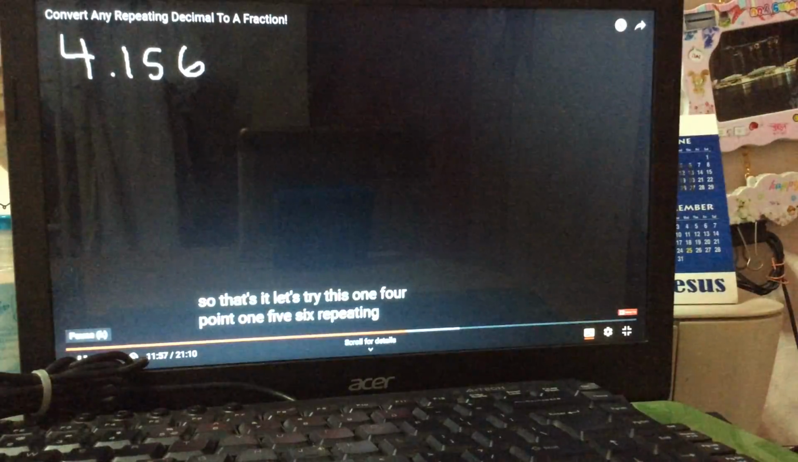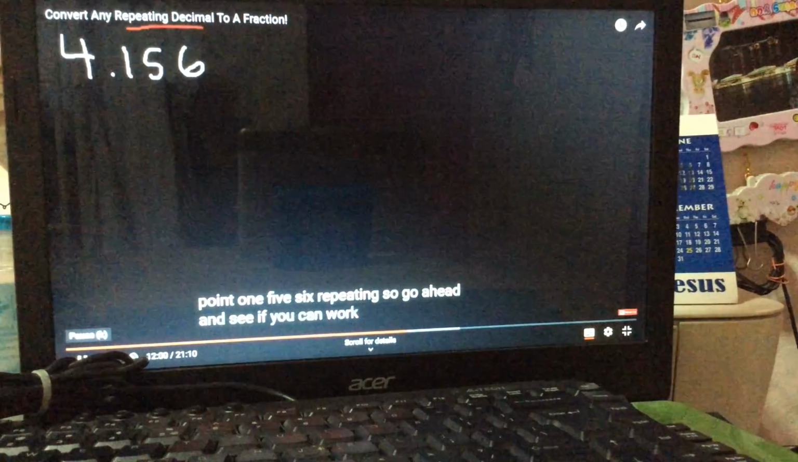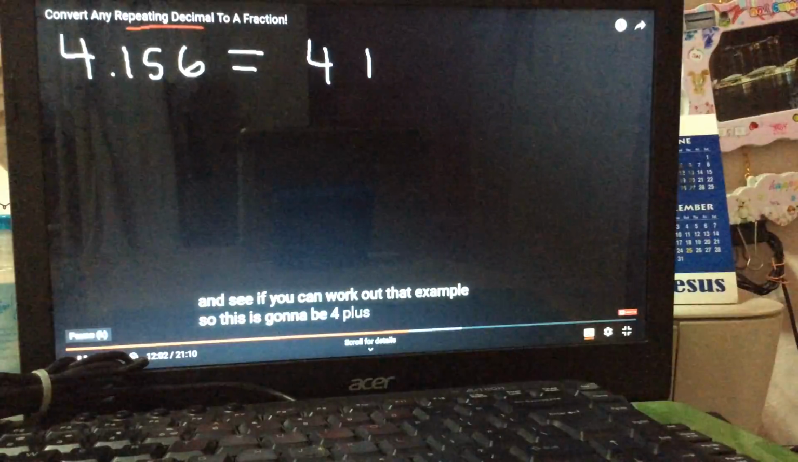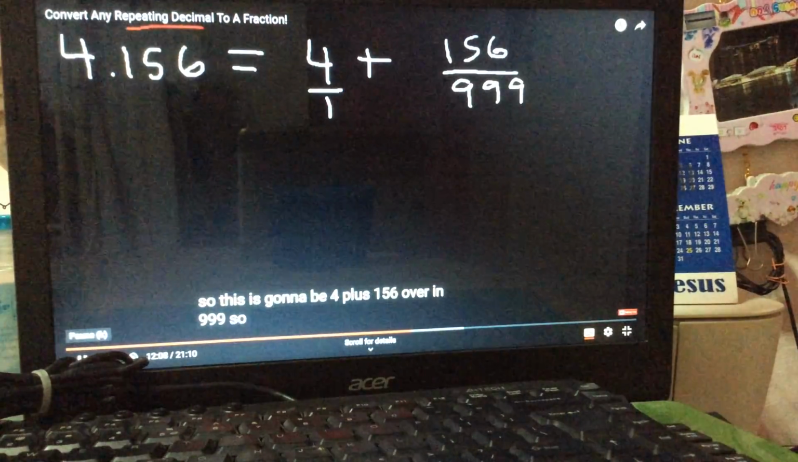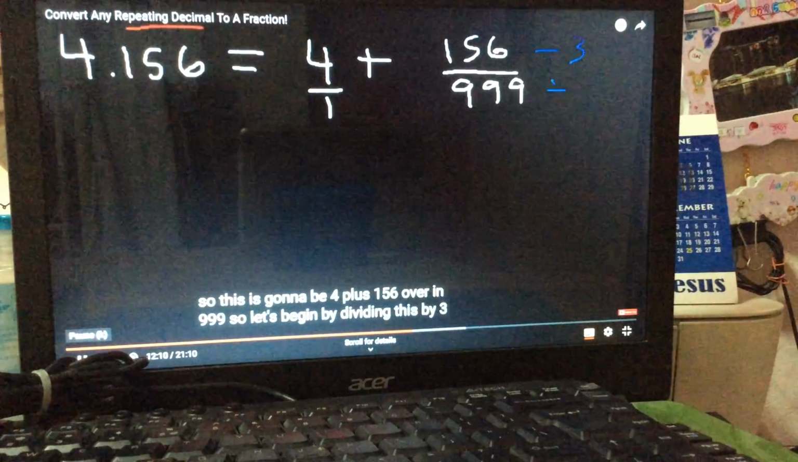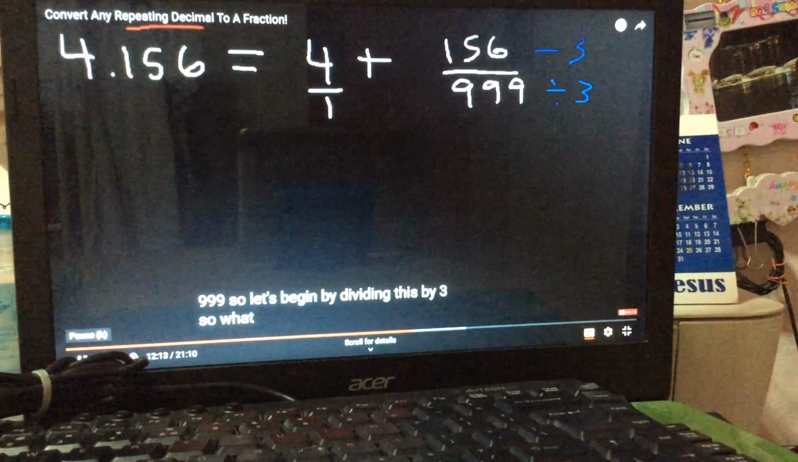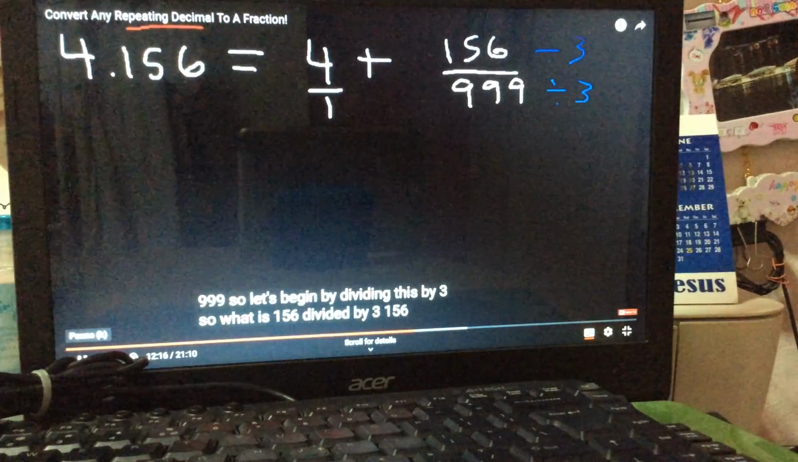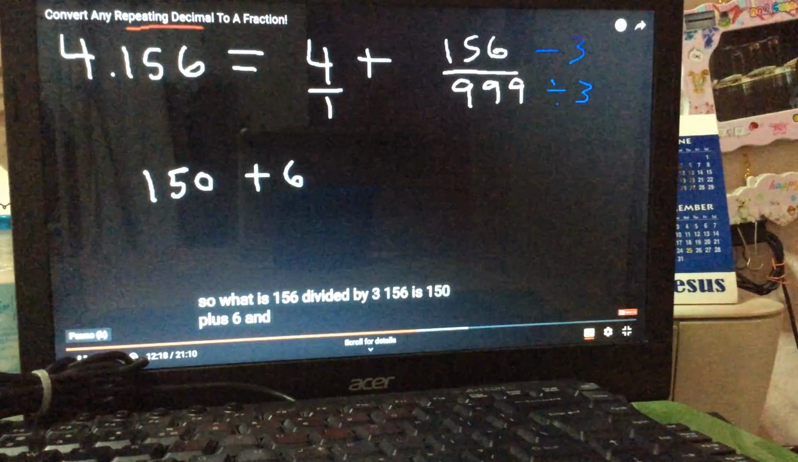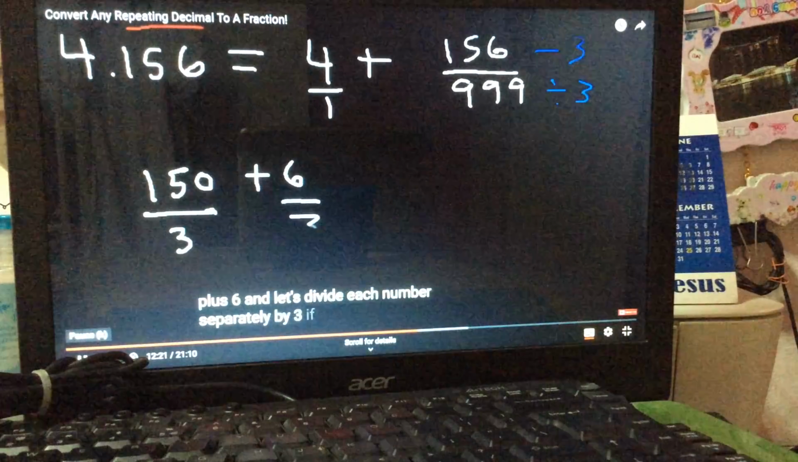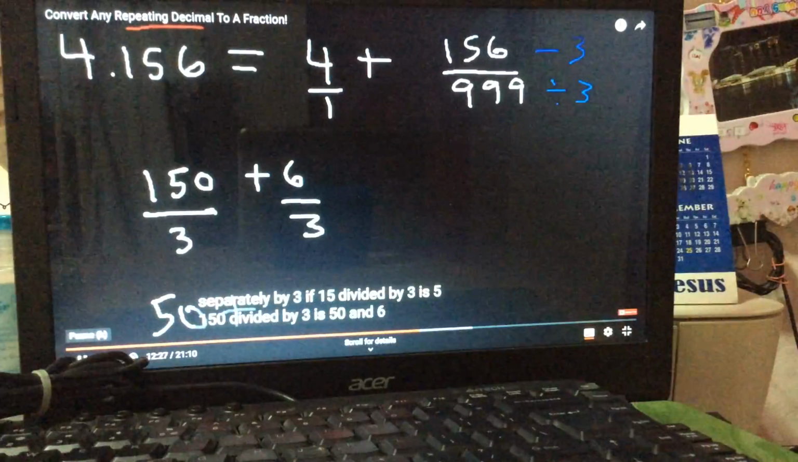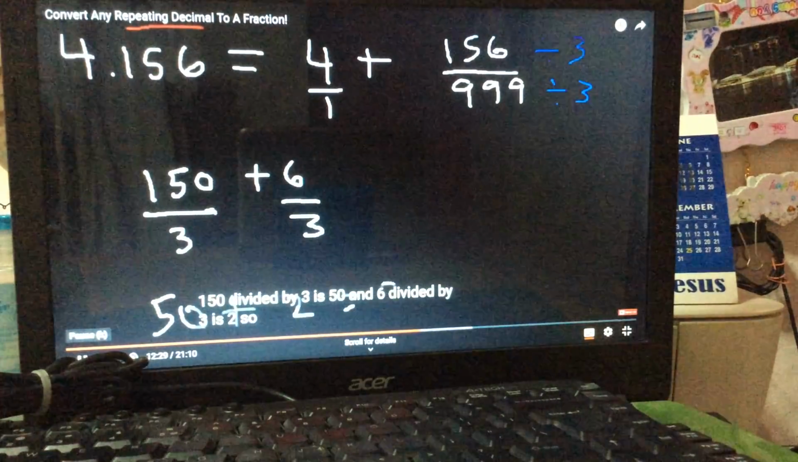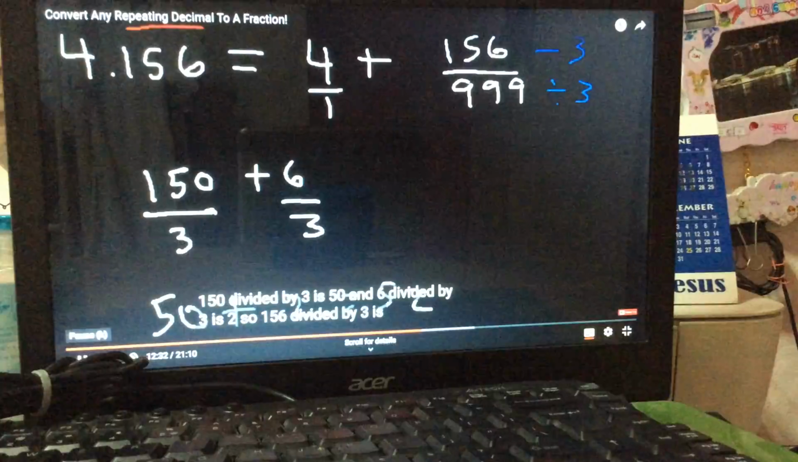Let's try this one, 4.156 repeating. So go ahead and see if you can work out that example. So this is going to be 4 plus 156 over 999. So let's begin by dividing this by 3. So what is 156 divided by 3? 156 is 150 plus 6. And let's divide each number separately by 3. 15 divided by 3 is 5, so 150 divided by 3 is 50. And 6 divided by 3 is 2. So 156 divided by 3 is 52.